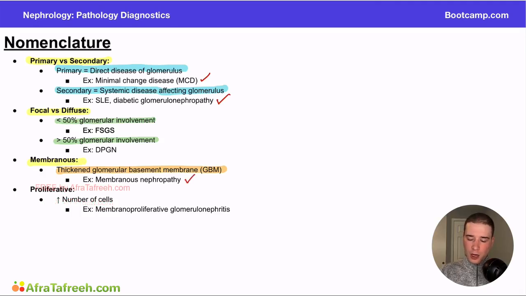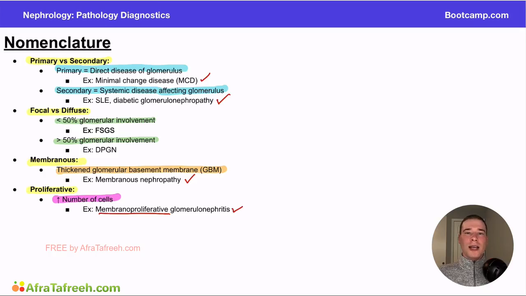And finally, another commonly used term is proliferative. What that means is there's an increased number of cells involved in this pathologic process. A classic one is membranoproliferative glomerulonephritis. You can imagine on histology, we would expect to see an increased amount of cells in that glomerulus, because that's part of the pathology. That's part of the diagnostic criteria. So these are the main ones I want you to know.